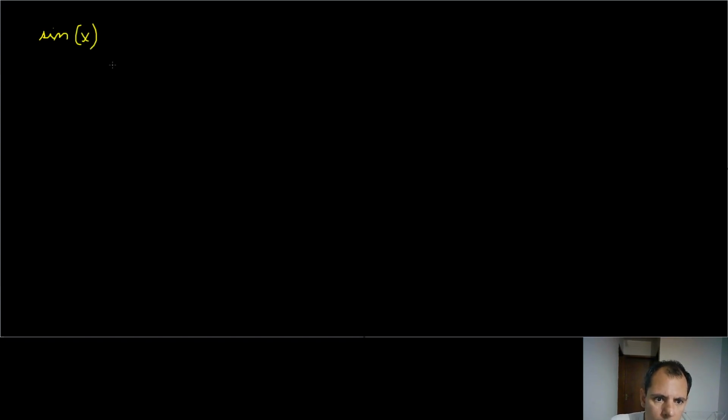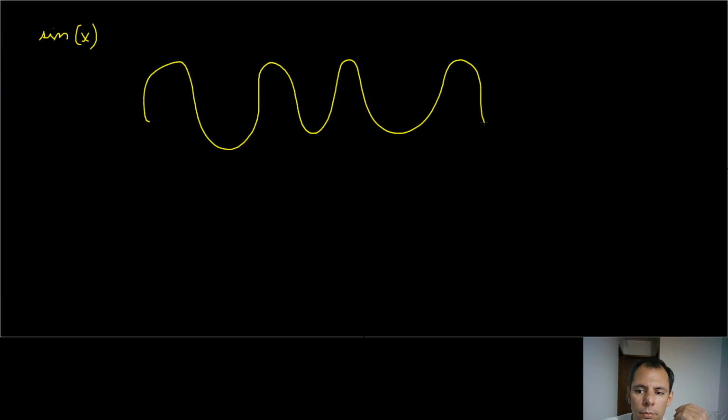Sine of x. As x approaches infinity, it's just going to oscillate between 1 and minus 1, right? It'll be like this. So it doesn't have a limit, because it oscillates. What about sine of x divided by x? We saw that as x approaches 0, this approaches 1, by the sandwich theorem.